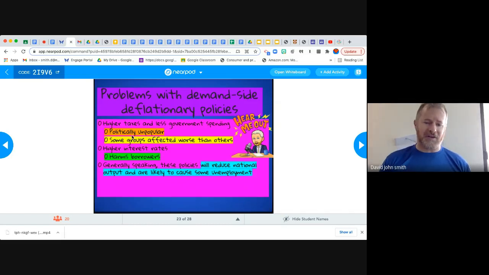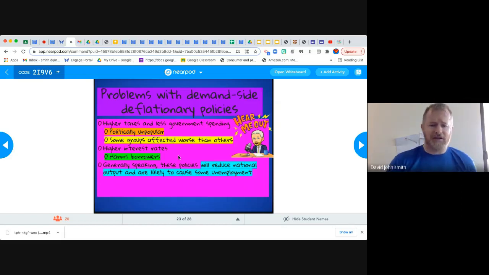We'll also note the inequality with regards to that, particularly if you're reducing government spending. I mean, where are they going to cut the spending? Whose taxes are they going to raise? So there's going to be some groups who will be affected more than others. So there will be equity or equality issues that are tied to that particular decision.